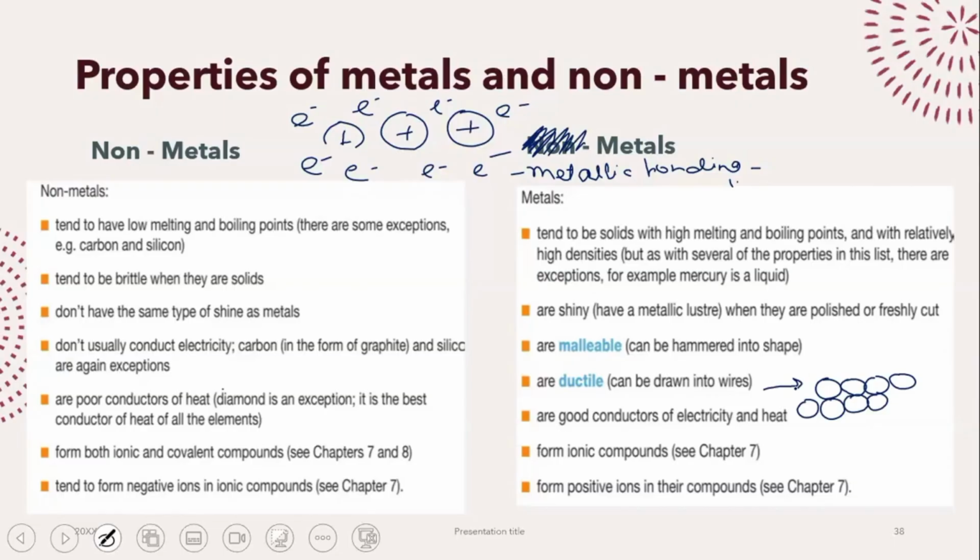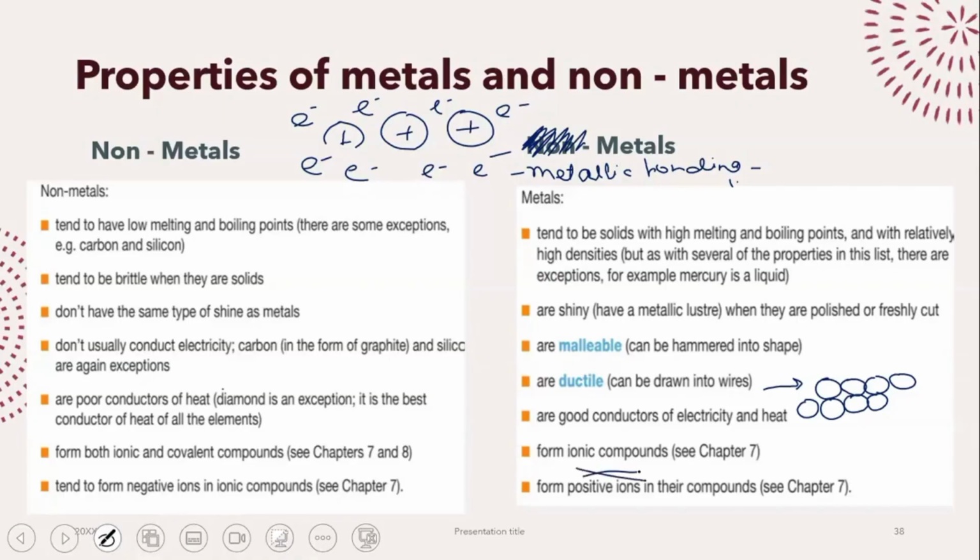Another property of metals is that they're good conductors of heat and electricity. Non-metals do not generally conduct electricity. Keep that in mind. Non-metals do not conduct electricity, but graphite does. There are exceptions to everything. Silicon is also a conductor of electricity; it's a semiconductor. Non-metals also do not conduct heat, but diamond does. Diamond is the exception. Diamond is a wonderful conductor of heat.